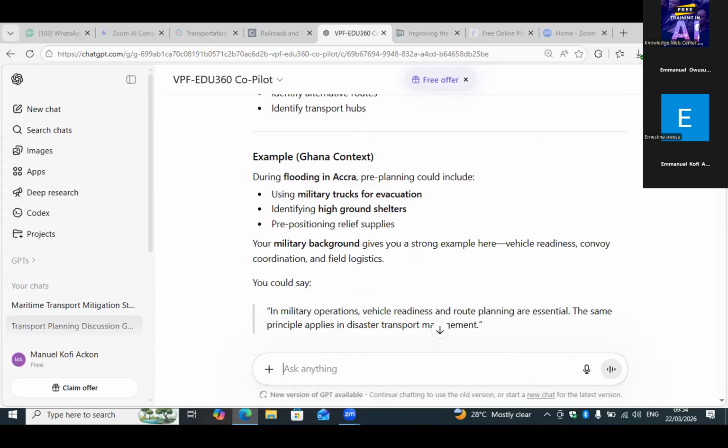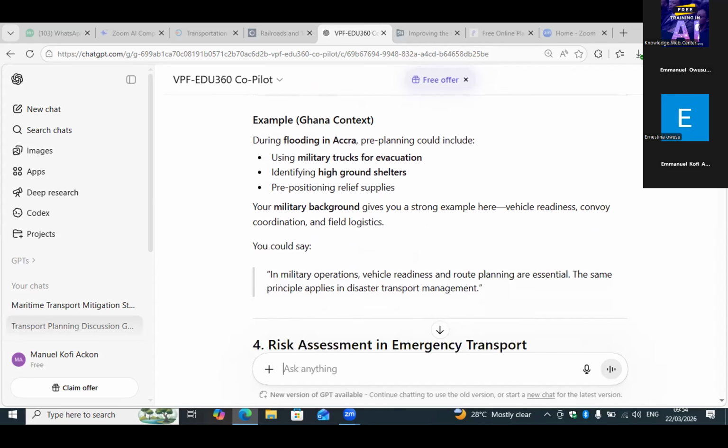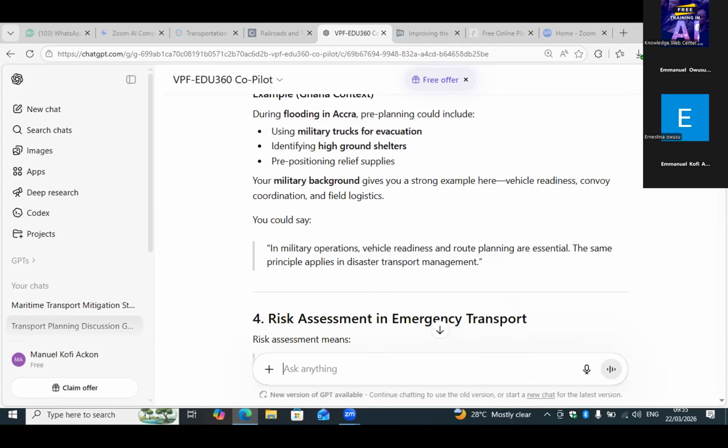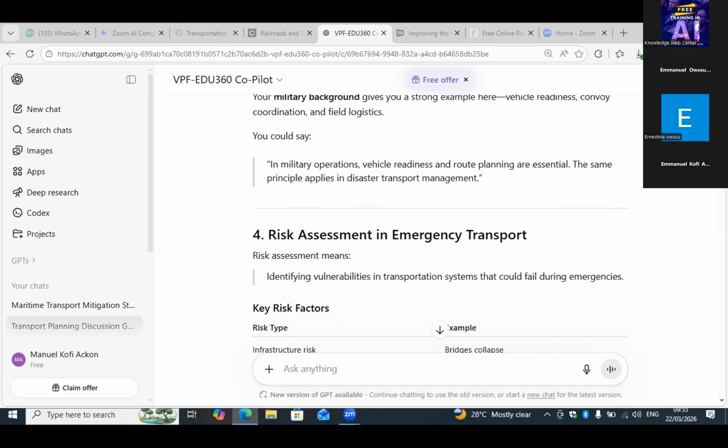A clear example is given here in the case of Ghana. During flooding in Accra, pre-planning could include: 1, using military trucks for evacuation; 2, identifying high ground shelters; 3, pre-positioning relief supplies. Your military background gives you a strong example here: vehicle readiness, convoy coordination, and field logistics. So you could say military operations, vehicle readiness, and route planning are very essential. The same principle applies in disaster transport management.